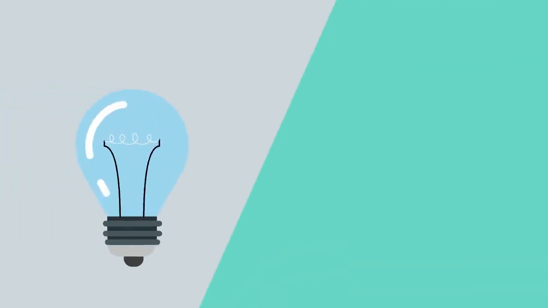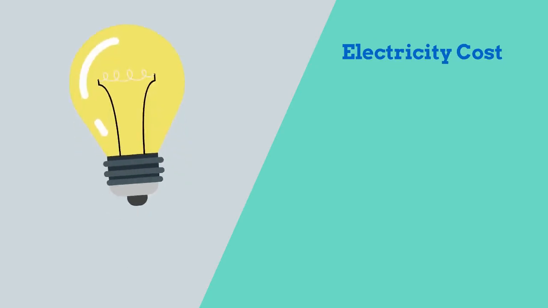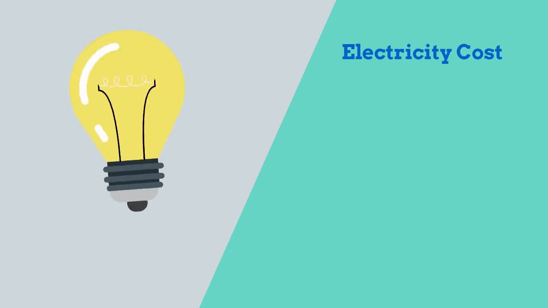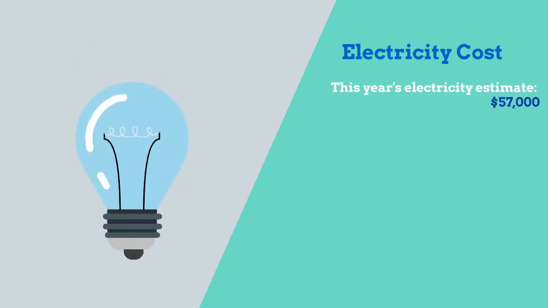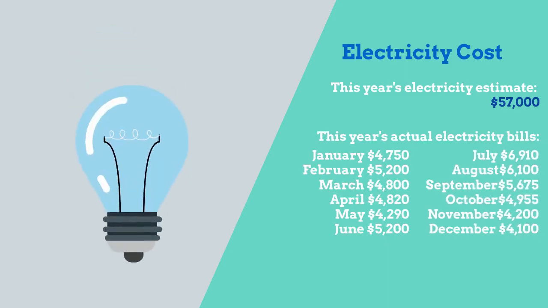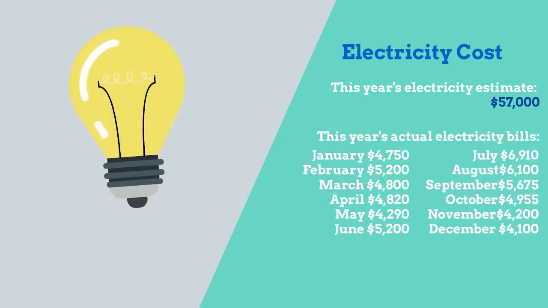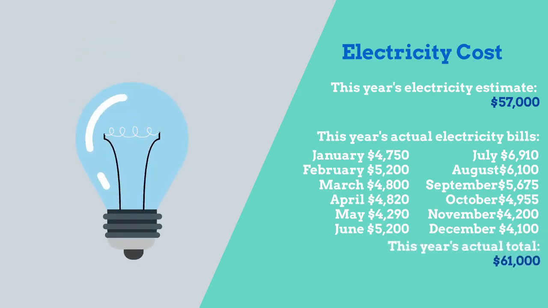Take one item of overhead as a simplified example, the electricity bill. At the beginning of the year, we didn't know how much our total electricity cost would be for the entire year, so we estimated it. Let's assume we estimated our total electric cost for the year would be $57,000. Each month, we get and pay the actual electric bill. At the end of the year, we can calculate the total actual electricity cost. That comes to $61,000 this year.